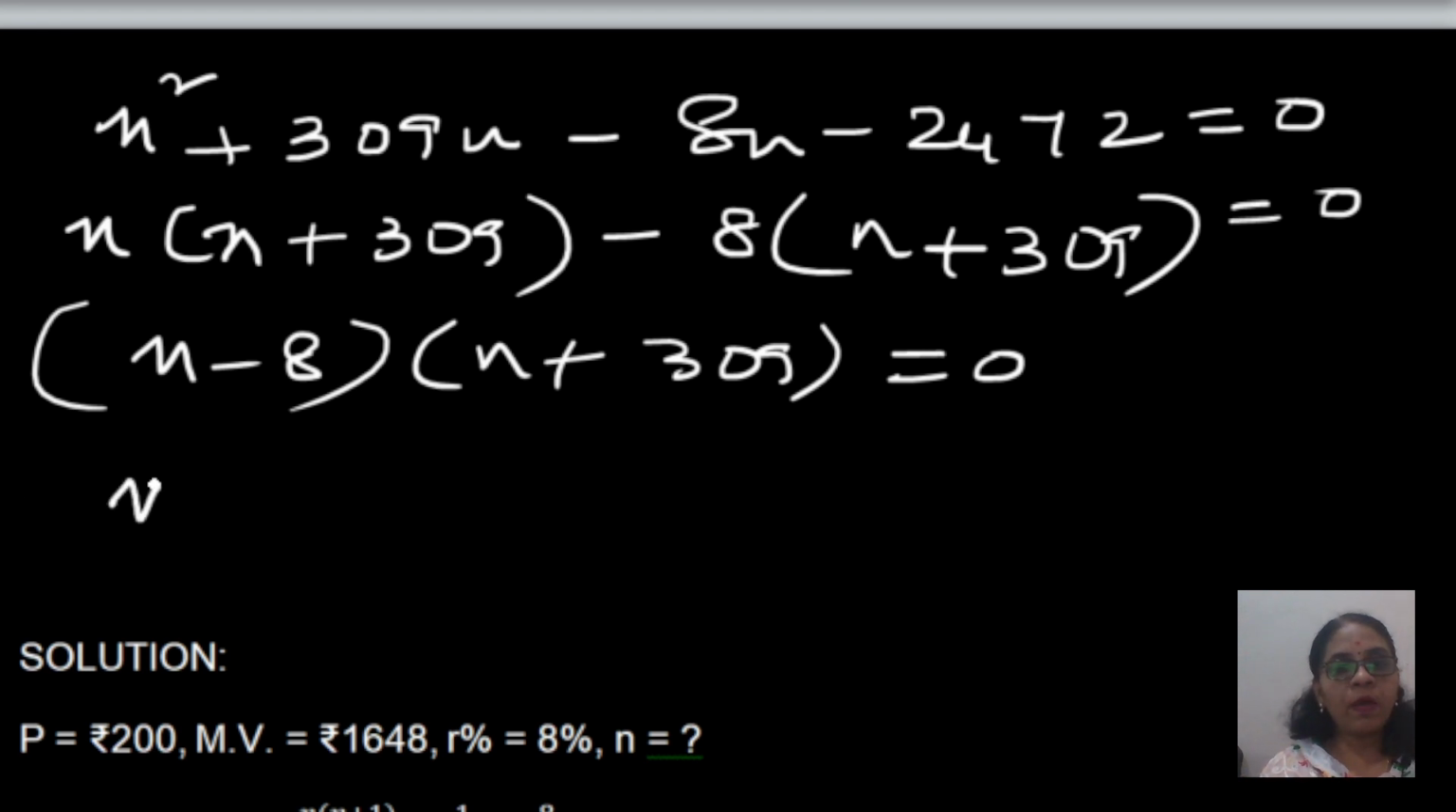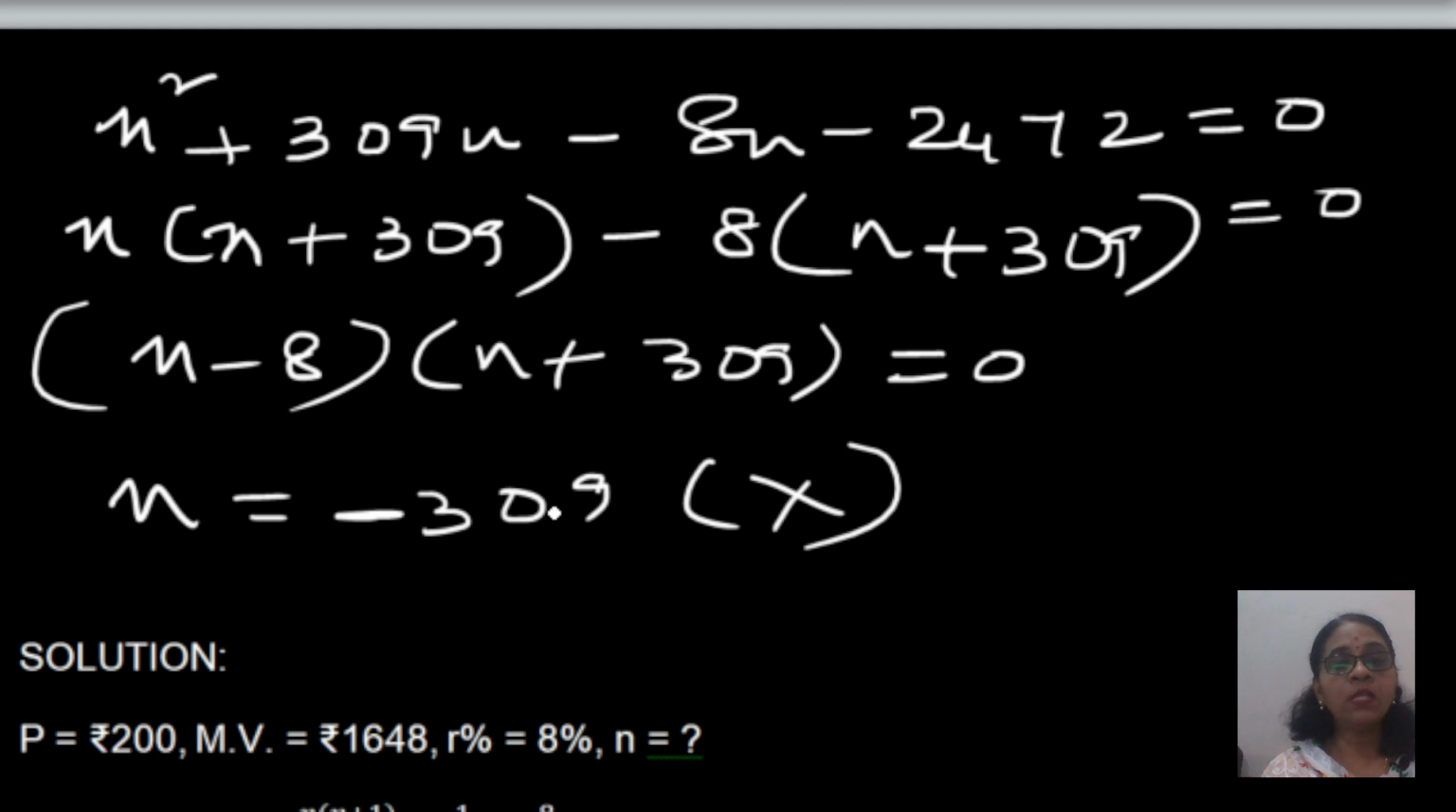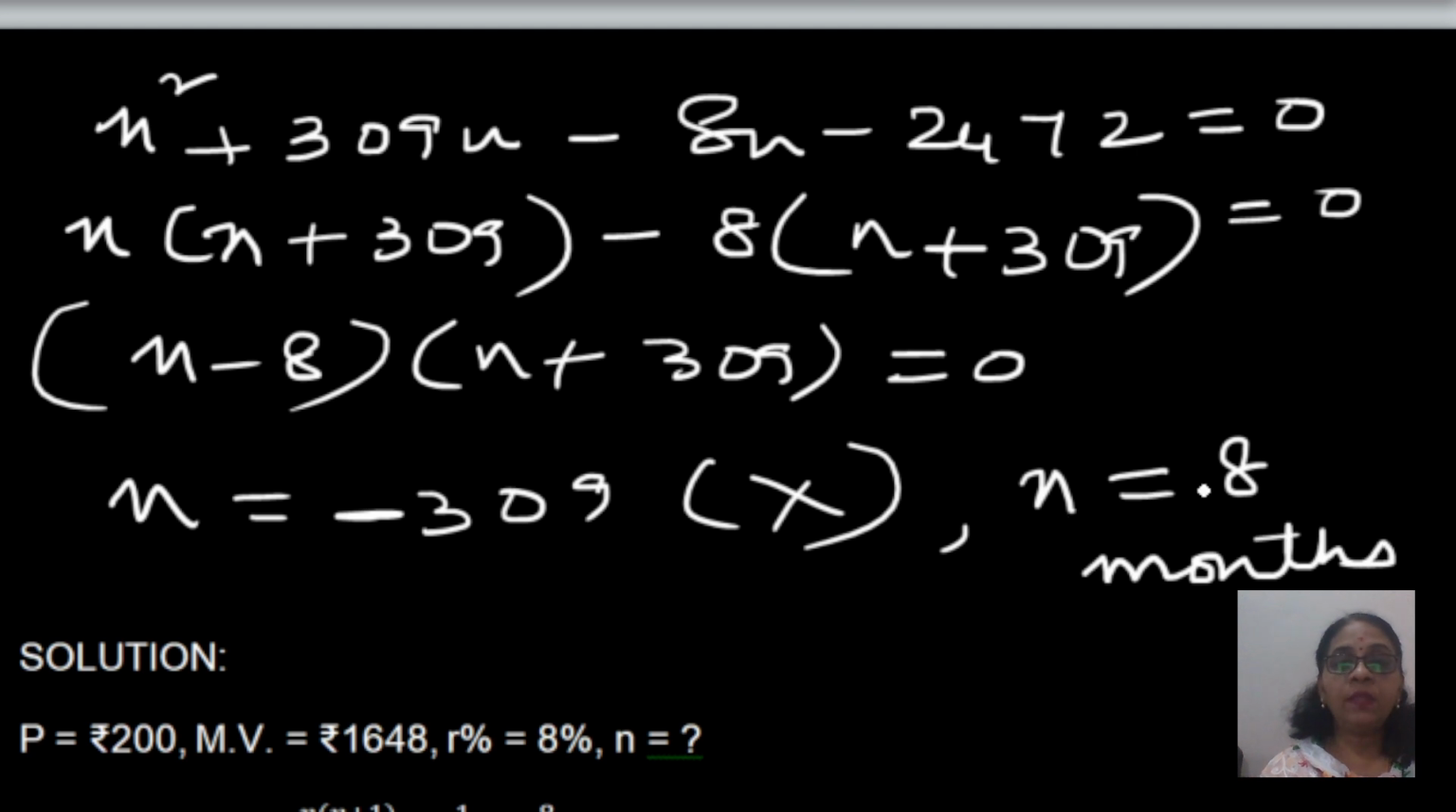n is equal to minus 309 is not possible. Why is it not possible? Because time can't be negative. So we can only take the value of n as 8. And children, 8 years or 8 months? It is 8 months. Why is it 8 months? Because the time should always be taken in months. In the formula P n into n plus 1, n denotes the time in months, not the time in years.